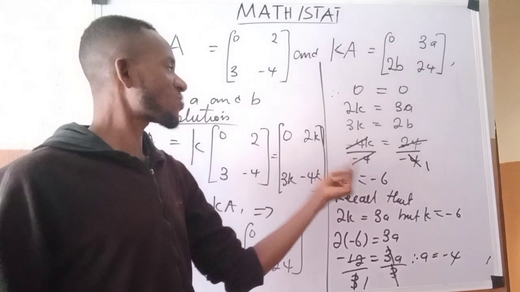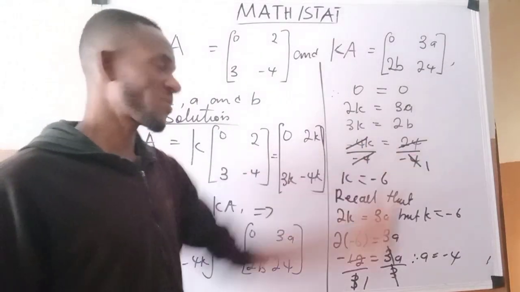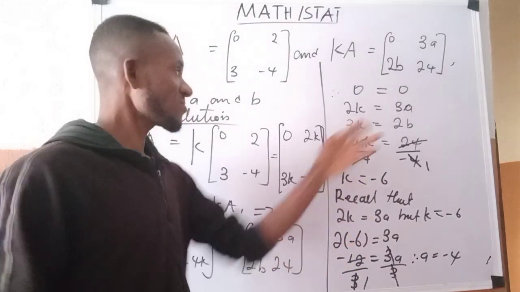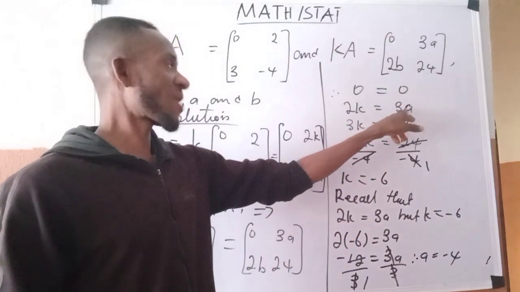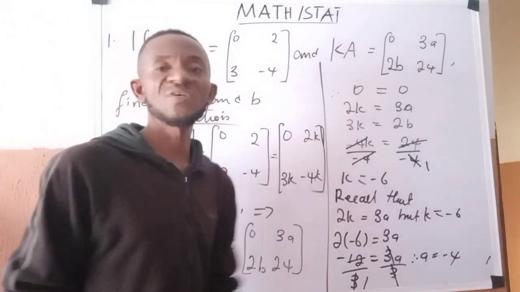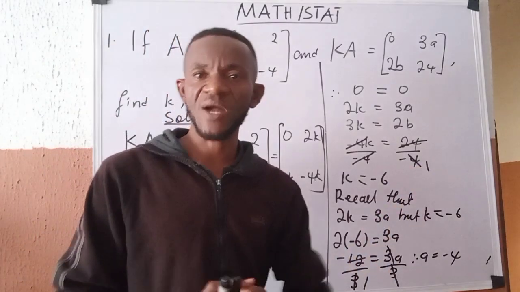Then we came to the last one and found out that we can use it to find the value of K. We can divide both sides by minus 4. And when we did, we had minus what? 6. We substituted minus 6 down here and got A to be minus 4. The moment you put minus 6 here, you got your B to be about minus 9 or thereabouts. So that's how to go about that.